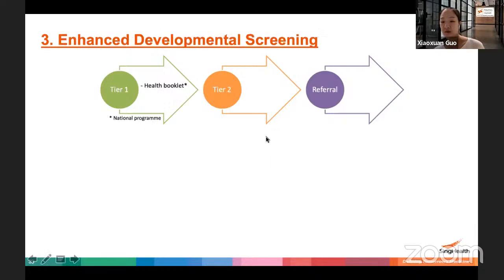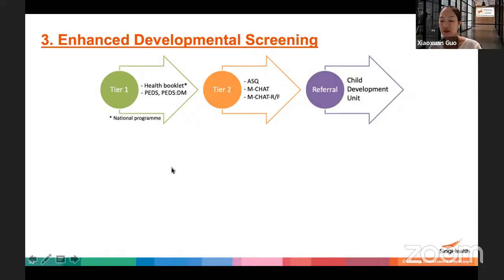Last but not least, for the enhanced developmental screening, we added new screening tools on top of the nationally used health booklet screening questions at the 9, 18, and 30-month touchpoints to improve on the early identification of developmental delays. At Tier 1, we added the PETS and PETS DM questionnaires, while at Tier 2, we administered the more time-consuming ASQ and MCHATs. Those with abnormalities are then referred to the child developmental units of the hospitals.